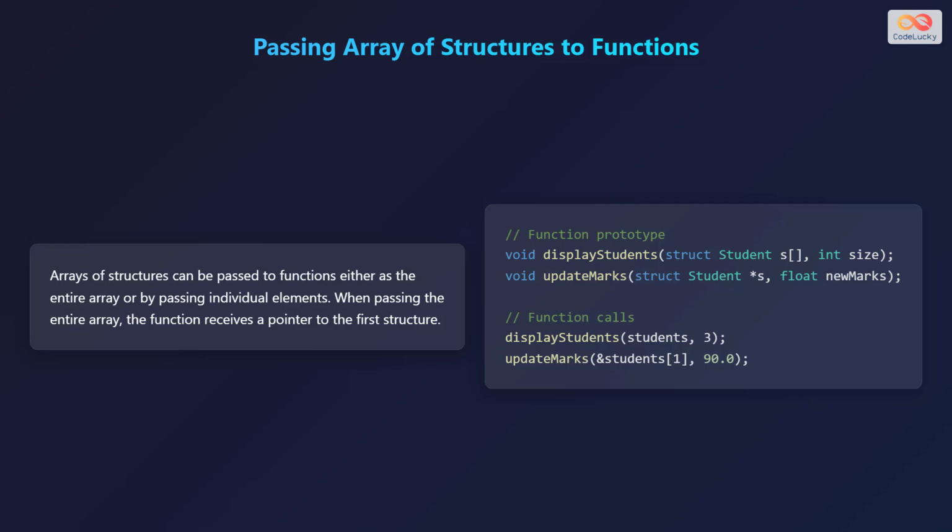When calling these functions, you can pass the students array and its size to the displayStudents function, and pass the address of a specific element in the array, along with the new marks, to the updateMarks function. For example, displayStudents with the students array and size 3, and updateMarks with the address of students[1] and new marks as 90.0.